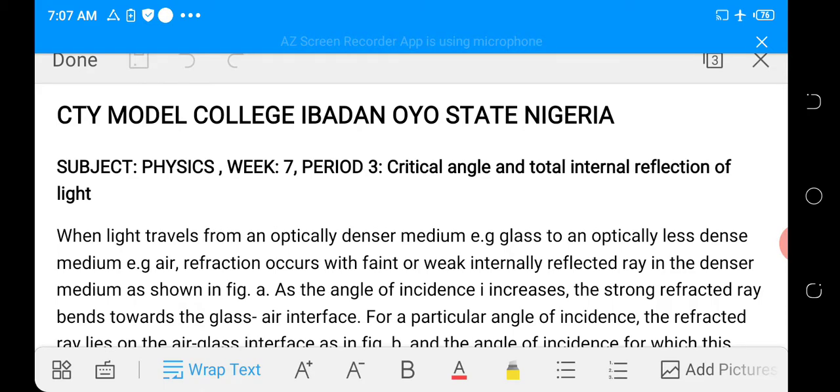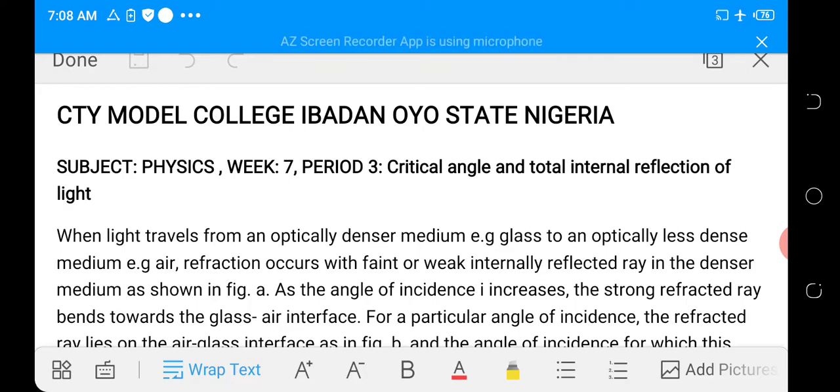My name is Oladimeji Tihe, the SS2 Physics teacher of CTY Model College, Ibadan, Oyo State, Nigeria. Hello students, you are welcome to period 3, the last for week 7 of our e-learning physics class for third term, 2019-2020 academic session. The topic of discussion for this period is going to be critical angle and total internal reflection of light.